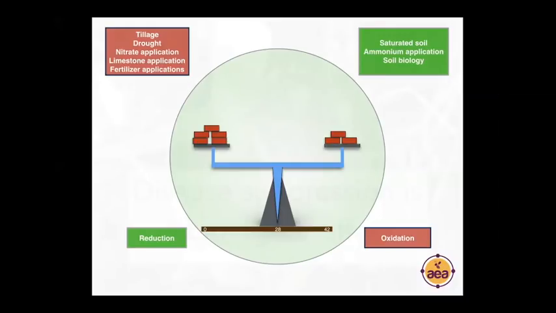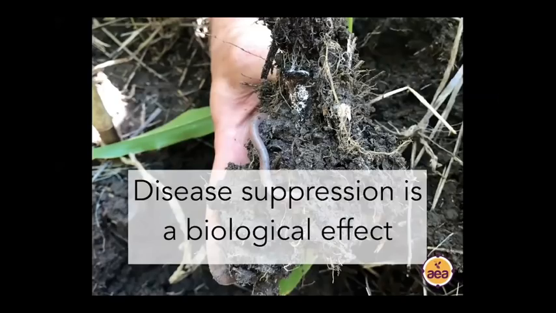So the key piece is to remember that disease suppression in soil profiles is an effect of soil biology. It's a biological effect. The other things that we do as farm managers, whether it is application of fertilizers, application of limestone, tillage, moisture management, etc., when those have a disease suppressive effect or a disease enhancing effect, it's because of their effect on biology and how biology responds. It's not because of a direct effect from the chemistry changes in the soil profile itself.